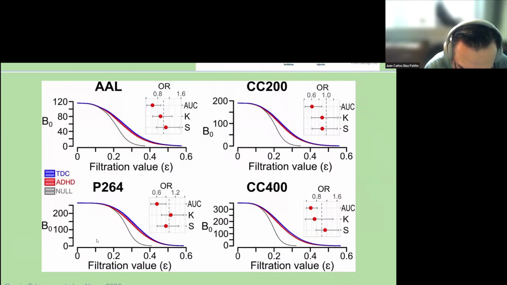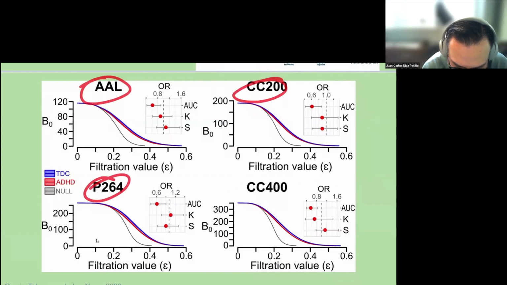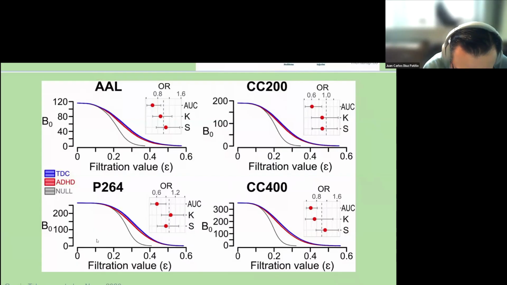And we found that using logistic regression, the area under the curve of the ADHD group is lower than the typically developing children. We tried this with 4 different atlases, and we have the same results. So our result is robust. And also we compared with a null distribution, which is just a way to say that our information is related to a biological system, and it's not a random set of information.